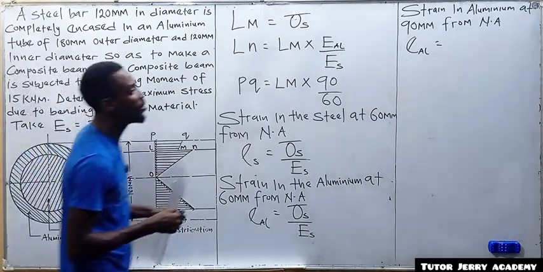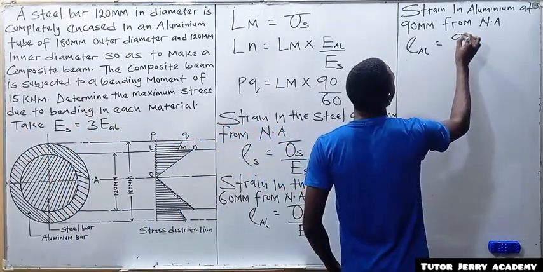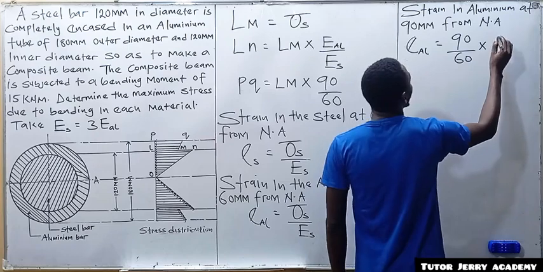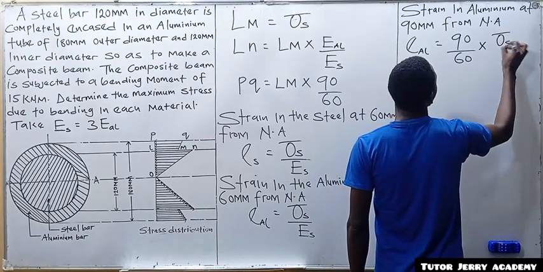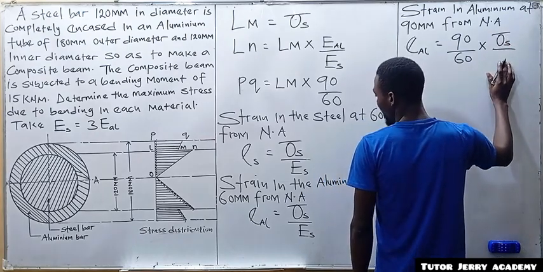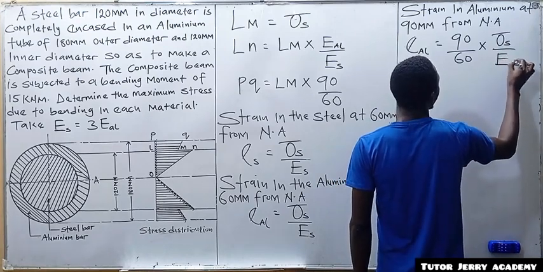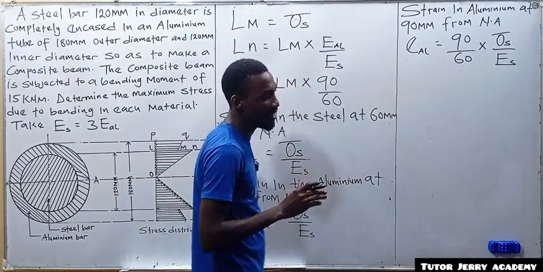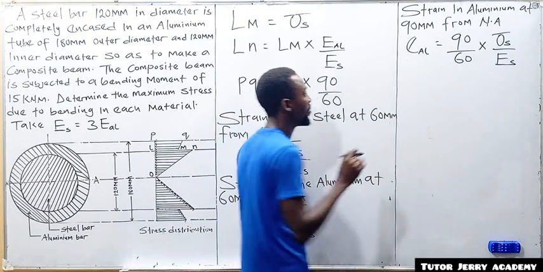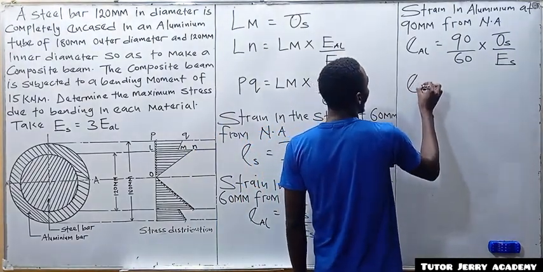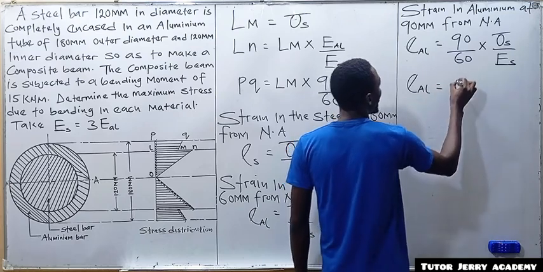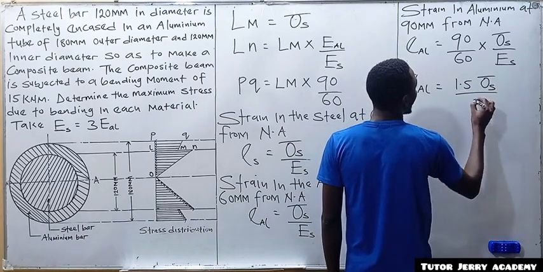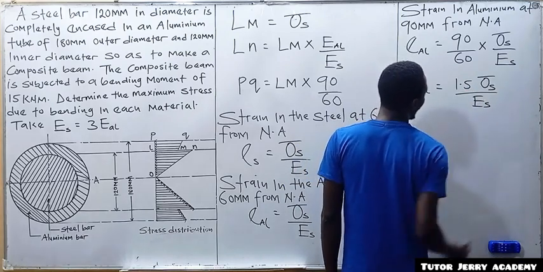Is that clear? So this is going to be 90 over 60 multiplied by the stress in the steel all over the modulus in the steel. And 90 divided by 60 is nothing but 1.5. So the strain in the aluminium is going to be 1.5 times the stress in the steel all over the modulus of the steel.